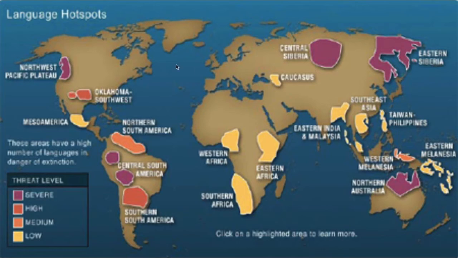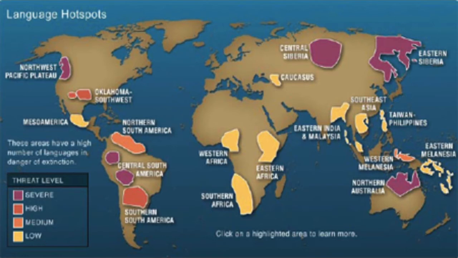Here you can see language hotspots, some areas around the world where the threat to indigenous languages is quite high or quite low. So we talked about, for example, Mayan. The Mayan language is an indigenous language to Mesoamerica, Central America, and southern parts of Mexico. And there is a low threat level to those languages within the Mayan language family.